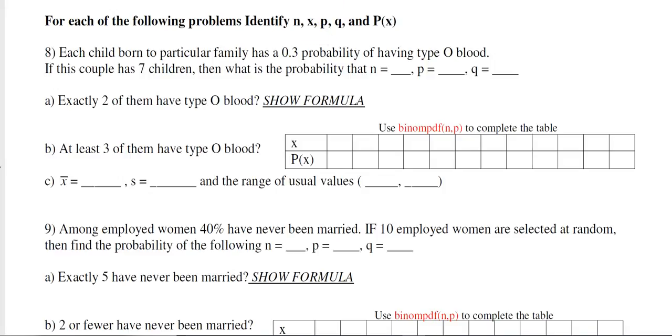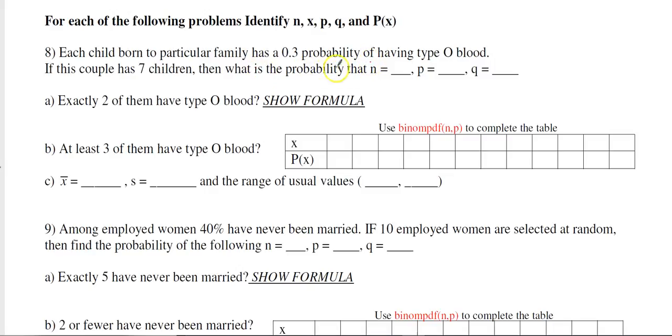All right, this is 6.2, part 2, and we're going to identify the n, the sample space, the random variable, the probability of success, the probability of failure, and the probability of the random variable. Each child born to a particular family has a 0.3 probability of having type O blood. If this couple has 7 children, then what is the probability?